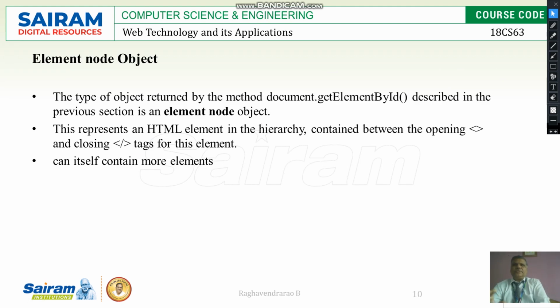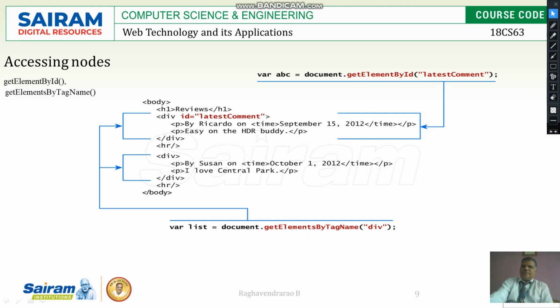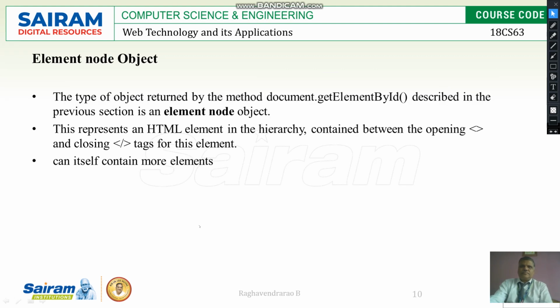Then element nodes can also be obtained. The type of object returned by the method document.getElementById is an element node object, which is what we have discussed here. And one more thing is that all the tags are closed under start and end tags.